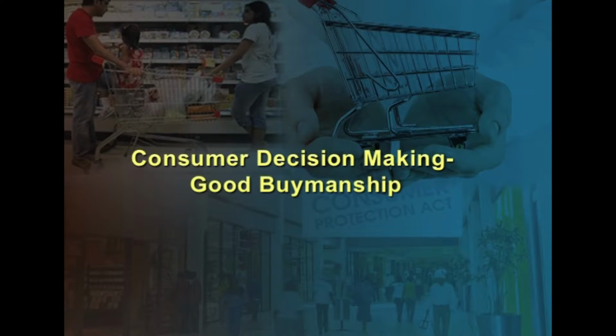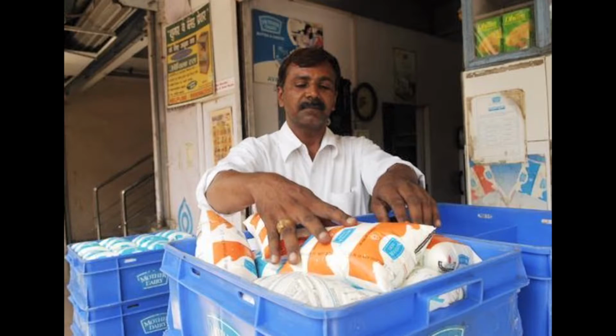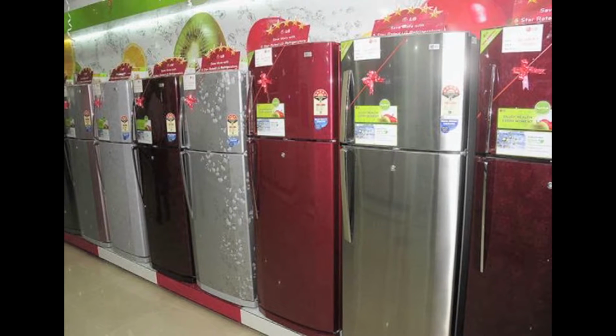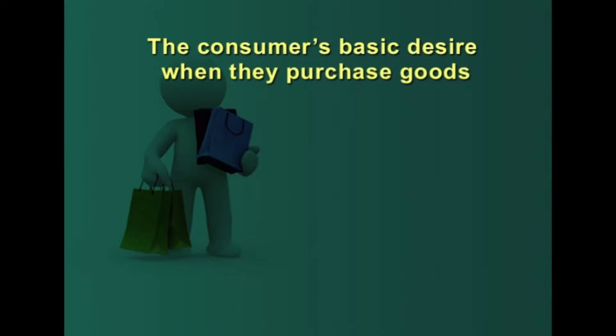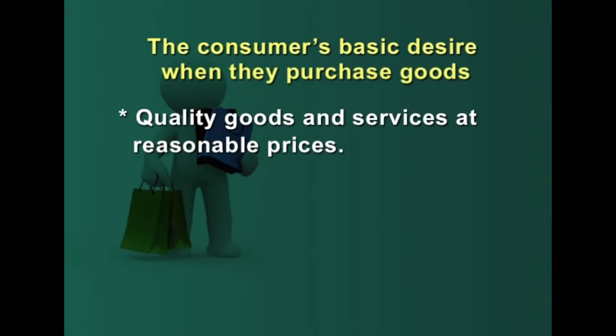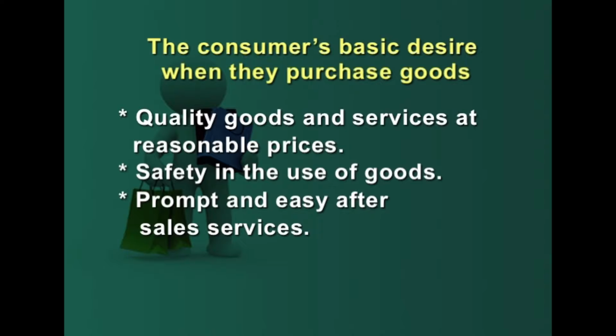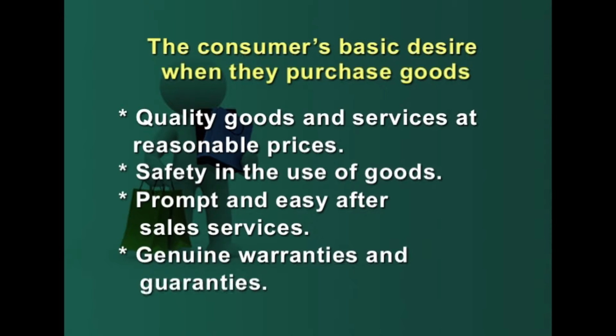Well, the next one is consumer decision making: good buymanship. What is that? The consumer purchases everything from daily shopping for vegetables, milk and other foods to an occasional purchase such as a refrigerator. How he buys them shows his buymanship qualities. The consumer's basic desire when they purchase goods is quality goods and services at reasonable prices, safety in the use of goods, prompt and easy after sales service, genuine warranties and guarantees.